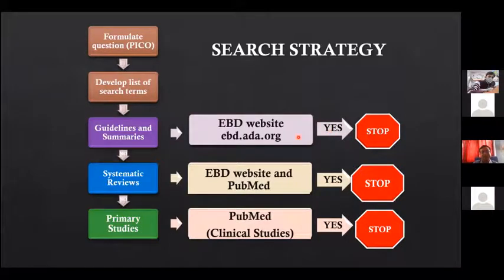If it is not available, then go for the systematic reviews. Now, these systematic reviews are again available in the evidence-based dentistry website or the PubMed. How to do the PubMed search? We had a good presentation. If you are getting a systematic review, then again you can stop and you will get the answer. But if the systematic reviews are not available, then you will have to go for the primary studies. For that, you have to do the PubMed search.